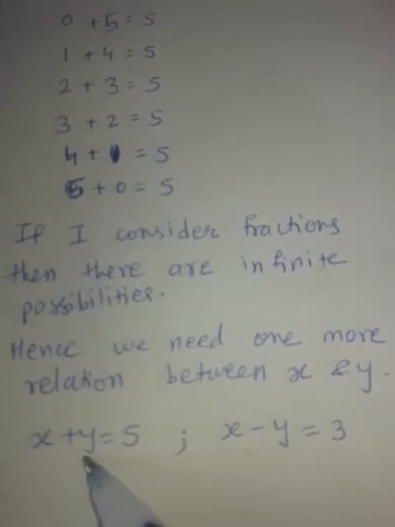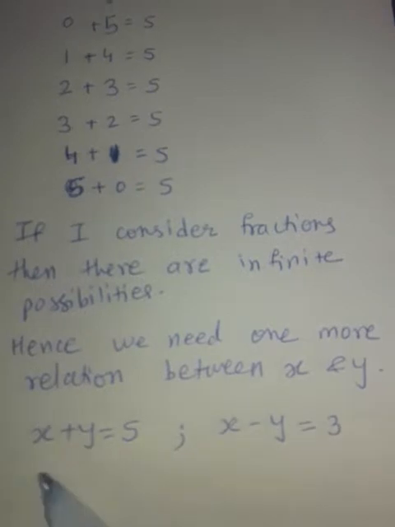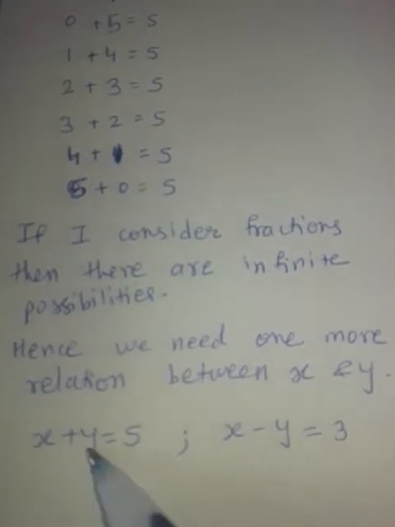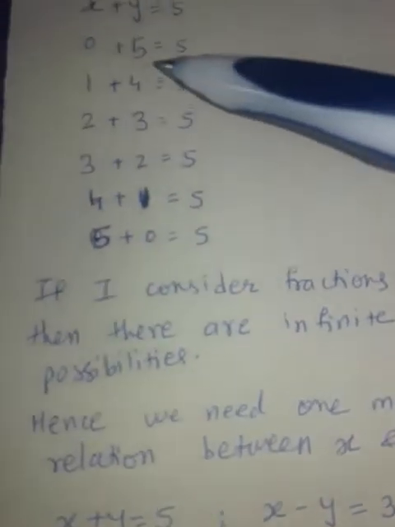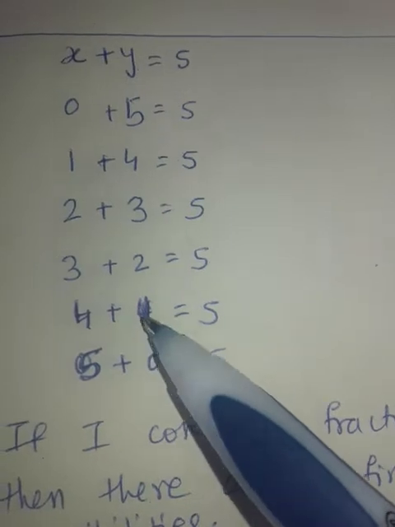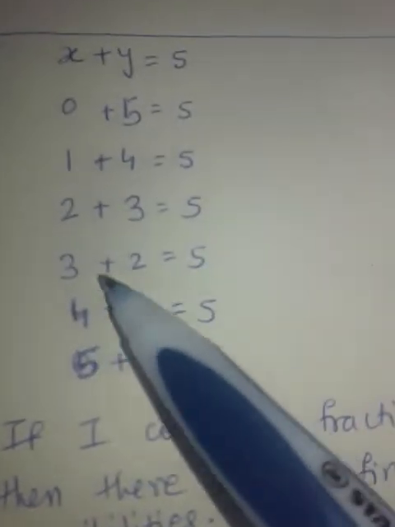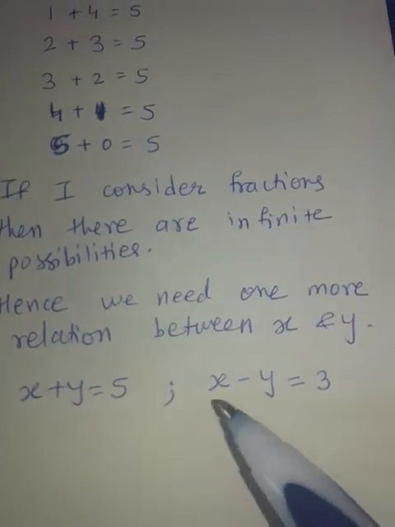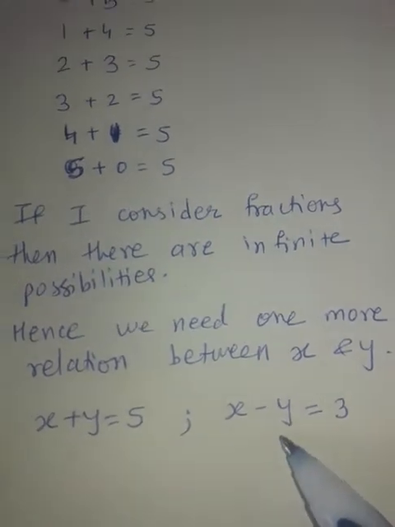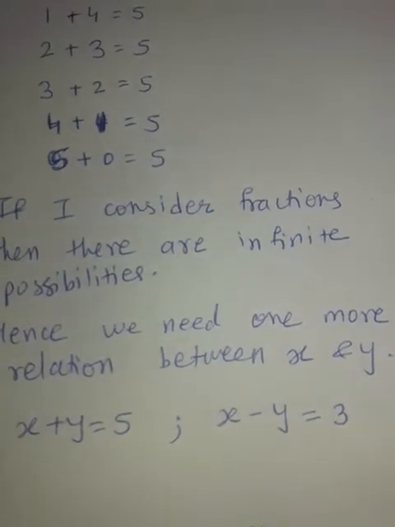So one relation I already gave you, x plus y is equal to 5. You were not able to find the values of x and y. Then I give you another equation, x minus y is equal to 3. So you try to match it here. Where will it match? See, if x is equal to 4 and y is equal to 1, then x minus y will be 3. So x equal to 4 and y equal to 1 satisfies both these equations. Am I right? So that means x is equal to 4 and y is equal to 1.